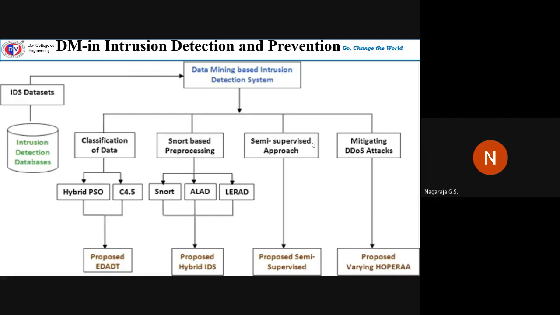or mitigating distributed DoS attacks. So these are some of the attacks which you can really look at as and when you work on the intrusion detection system. Again, under each division we have subdivisions. For example, in the case of classification of data, we have a hybrid PSO or maybe C4.5, which is proposed with EDAT, abstract data types basically. Similarly, we have the second division, third, and the fourth division.